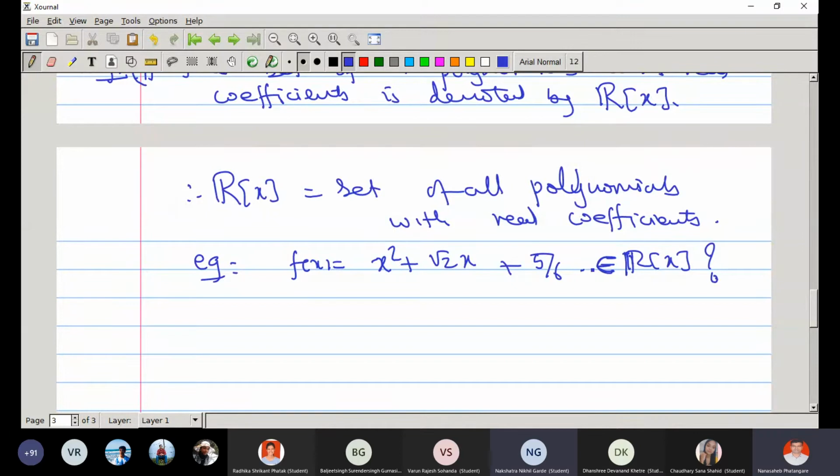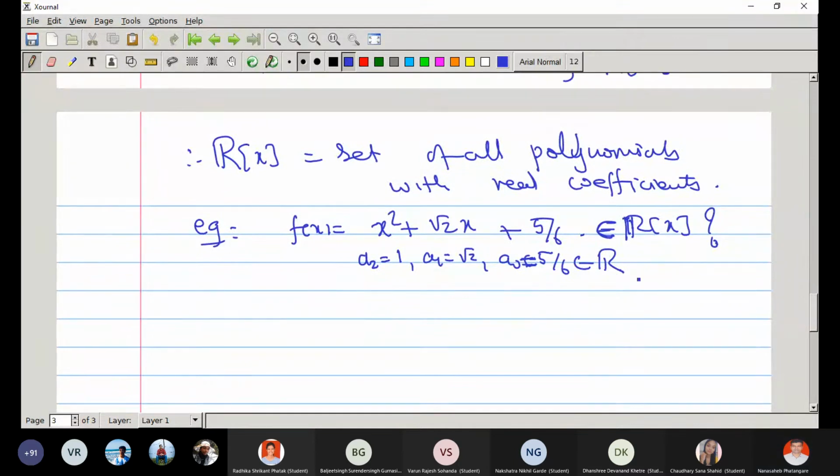Why not? What are the coefficients? 1, root 2 and 5 by 6, right? So aren't these real numbers? Are these numbers real numbers or not? Yes, real numbers. So the coefficients are real numbers, so the polynomial is in R[x], correct? Right? So it is over R.